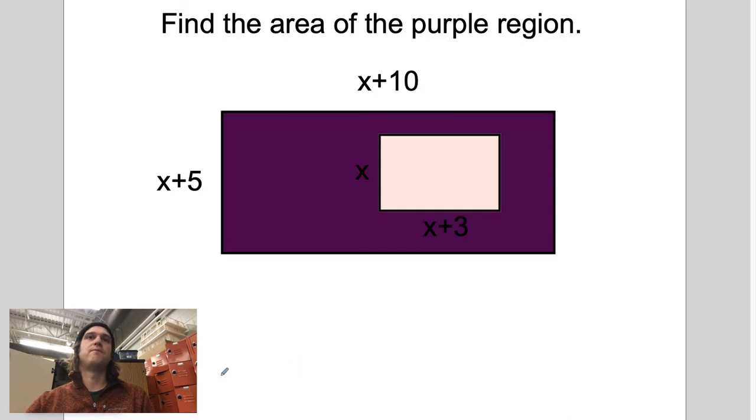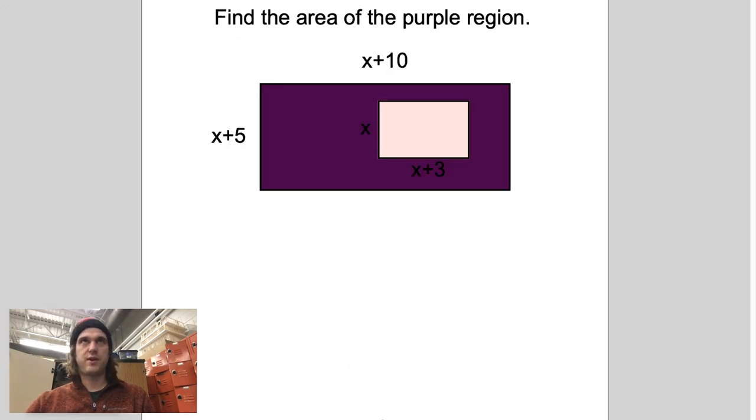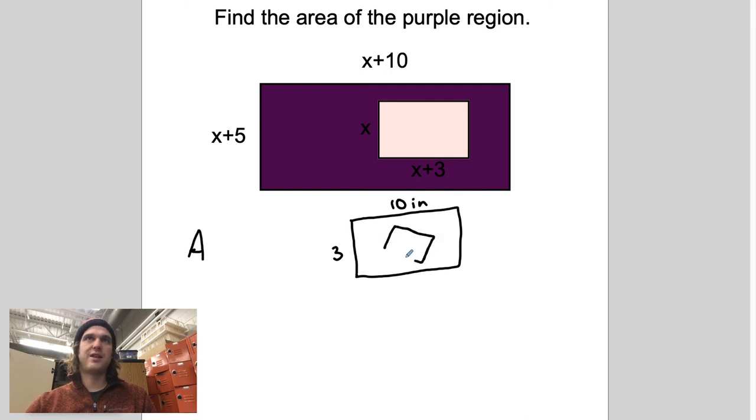All right, last one. For these, finding the area of the purple region. So to do this, I want you to think about a simpler example. I'm going to erase this, but what if we had a block that was like 3 by 10? There would be 30 little tiny 1 square inch blocks in here, if these were inches. Now what if I came along and I sliced out a block that was 2 by 3?